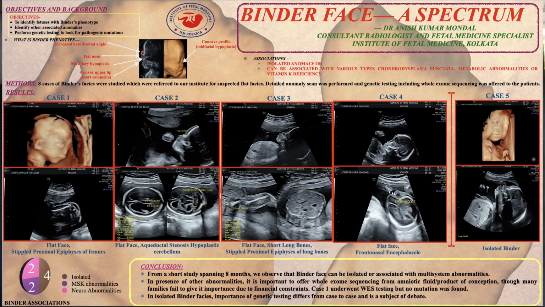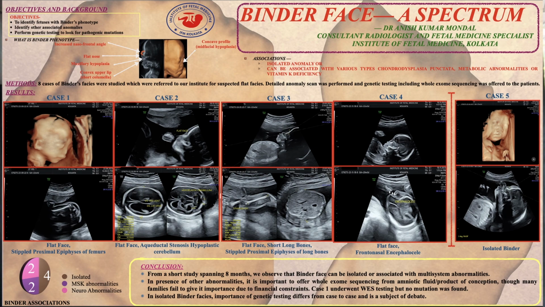So at 22 weeks, we should not see any bone density proximal to the proximal end of femur. So this is stippling of the proximal epiphysis. In case 2, in addition to flat face, there was aqueductal stenosis. The supratentorial ventricles were dilated and cerebellum was hypoplastic.